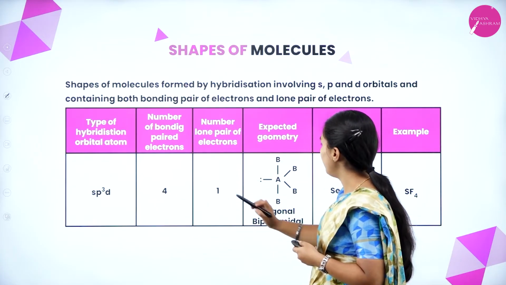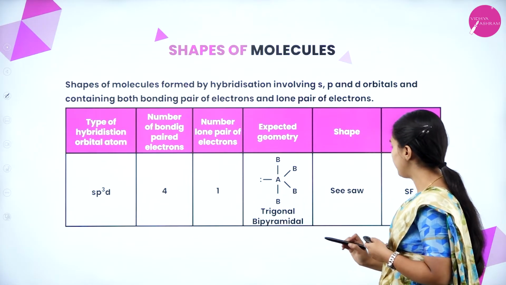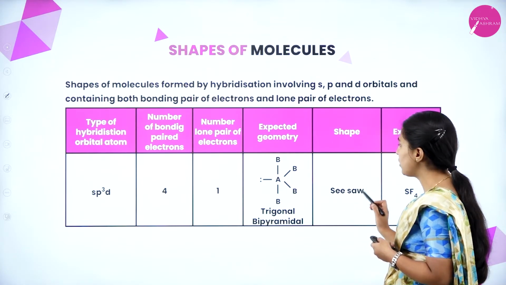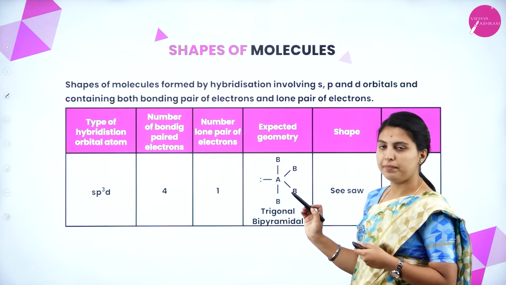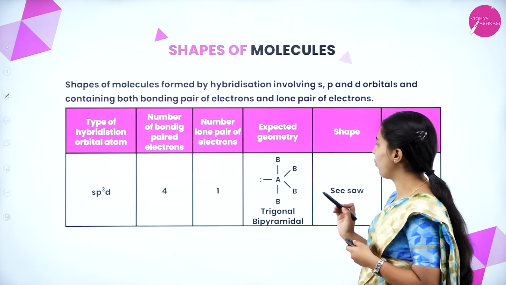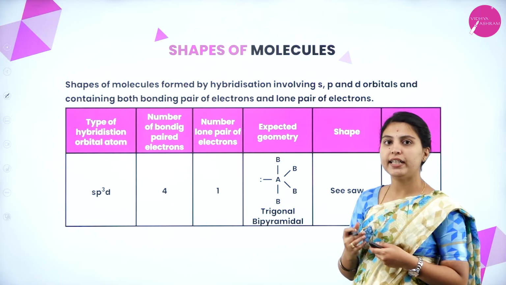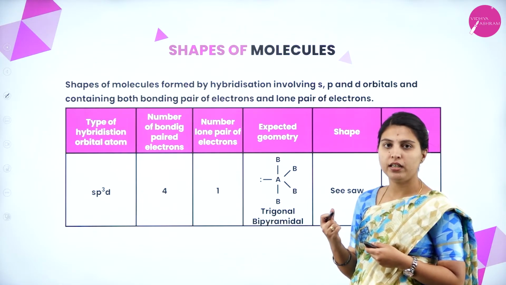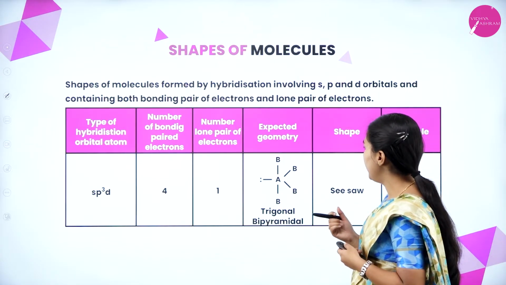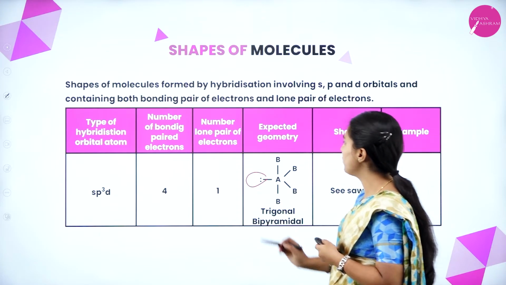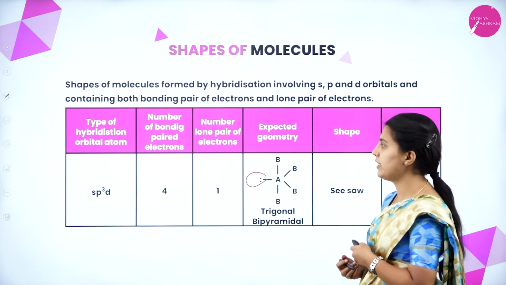sp3d, 4 bonding pair, 1 lone pair, trigonal bipyramidal, that will form seesaw shape, okay, that is SF4. SF4, usually by understanding hybridization, we will get regular tetrahedral structure, but due to this lone pair it will form seesaw shape. It is an exceptional case.